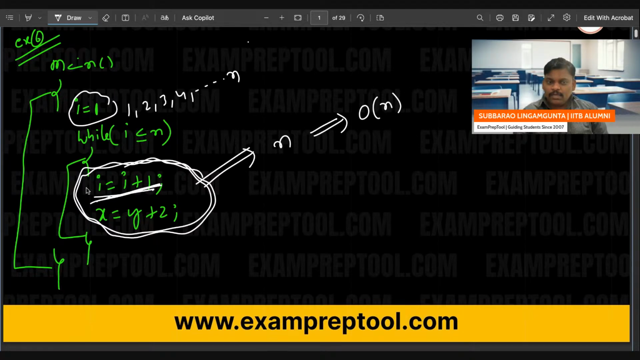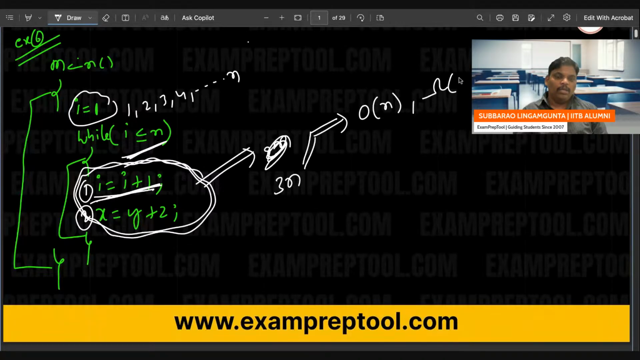Some people are asking: sir, 2 statements are there inside. If you think of 2 statements, okay, 2n, because every time 2 statements are running, n times. If you think one more statement, okay, every time 3 statements are running, so 3n. 3n is big O of n, or you can write omega of n, or, forgetting the constant, theta of n. All are correct.